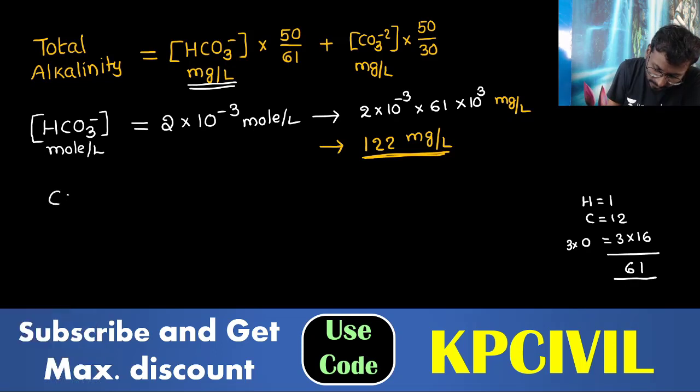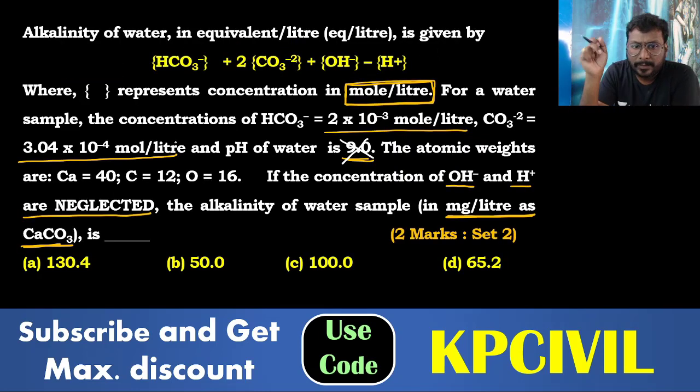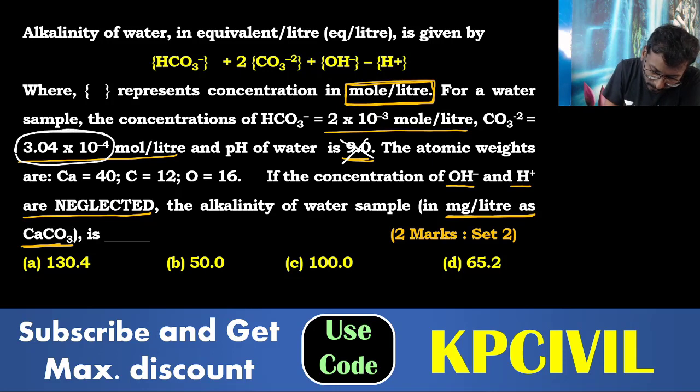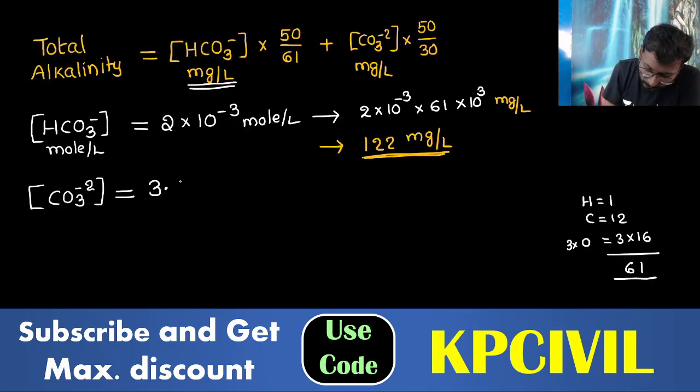Now, what is given? Carbonate concentration in mole per liter. What is the value? We'll take carbonate as 3.04 into 10 power minus 4. In which units was it given? Mole per liter. So we'll take 3.04 into 10 power minus 4 mole per liter.